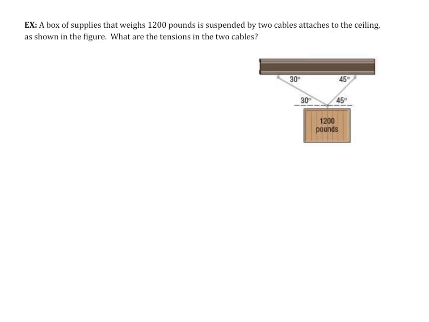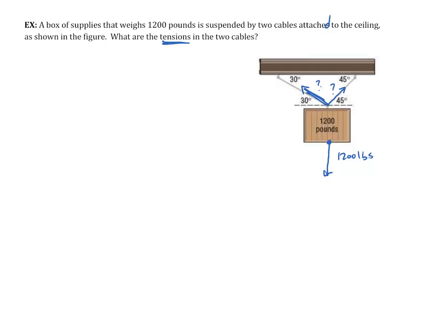In this last example, we have a weight suspended from a bar with two cables. The box of supplies we know weighs 1,200 pounds, and it is suspended by two cables attached to the ceiling, as shown in this figure. The question is, what are the tensions in the two cables? Tension would represent how much force is acting in this direction and how much force is acting in this direction, when we know that there's a force down here acting down of 1,200 pounds. So the question is, how much of each of those forces are distributed across those cables?